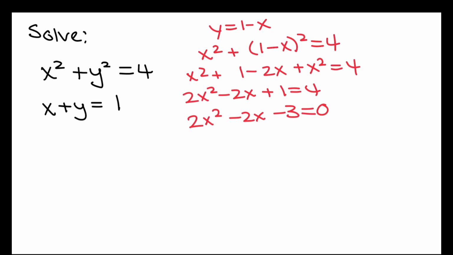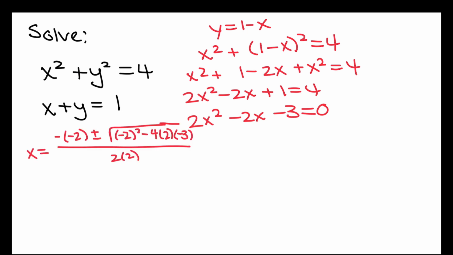If I combine like terms, I get 2x squared minus 2x plus 1 equals 4. Subtract the 4 to set one side to 0. So 2x squared minus 2x minus 3 equals 0. In this case, we actually can't factor this. So I'm going to have to use the quadratic formula.